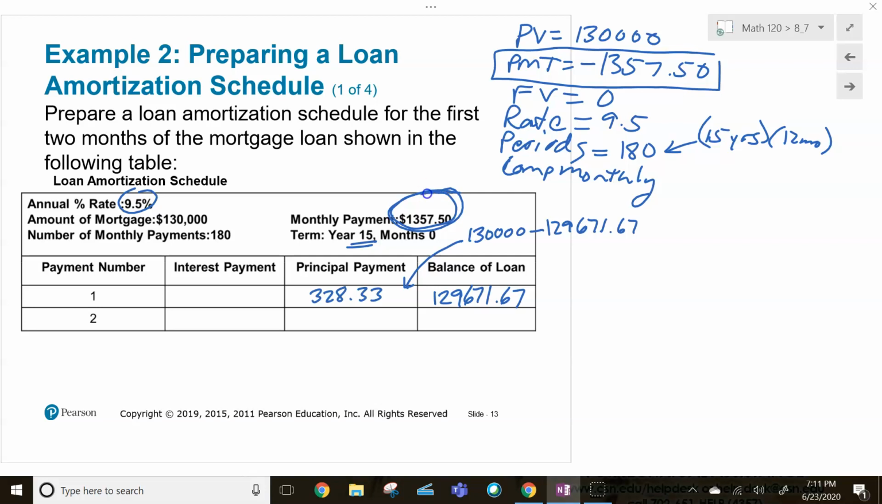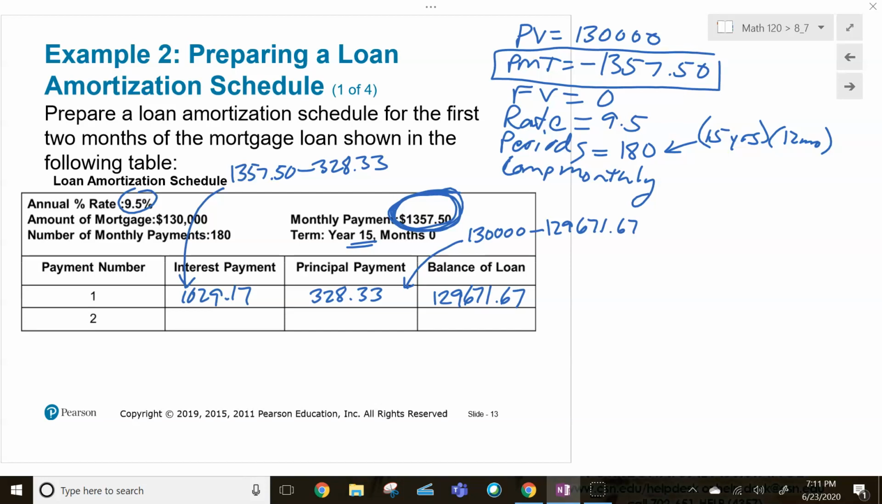Now the rest of the money, remember I paid 1357.5. The rest of the money went towards the interest. So I paid 1357.5 that month, and the loan only went down $328.33. So the difference between those, 1,029.17, all went to the bank in interest. So on the first payment, 1,029.17 went straight to the bank. That's their profit. I'm only keeping the equivalent of $328.33 because that's what the loan went down by. Okay.